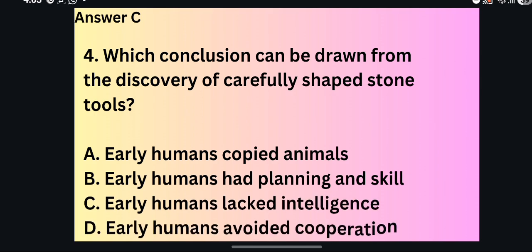Question number 4. Which conclusion can be drawn from the discovery of carefully shaped stone tools? Early humans copied animals. Early humans had planning and skill. Early humans lacked intelligence. Early humans avoided cooperation. The correct option is that early humans had planning and skill. So, option B is correct.